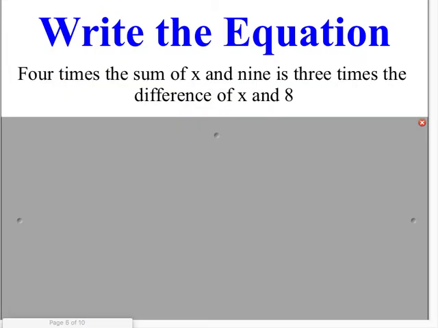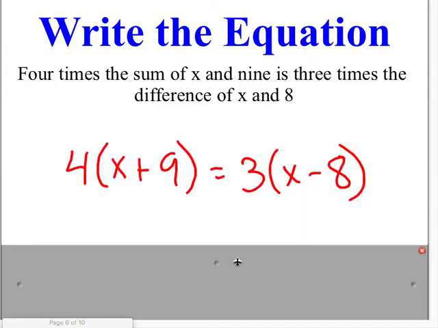Go ahead and try this problem on your own. So your answer should be 4(x + 9), again sum means parentheses, equals 3(x - 8), and that difference needs to also be in parentheses.